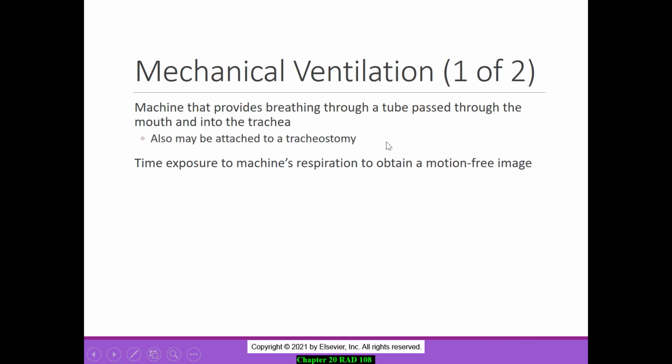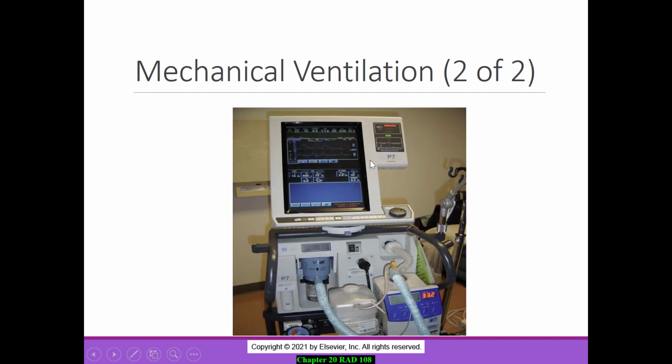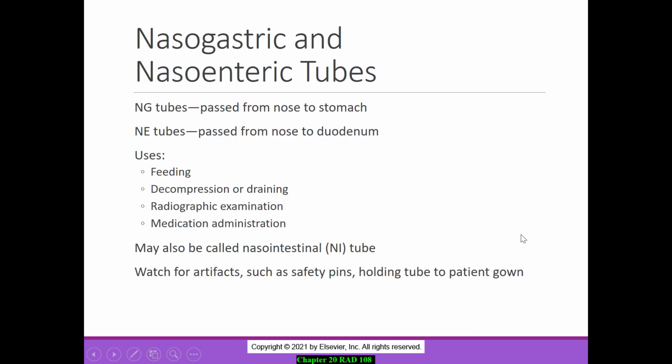Mechanical ventilation: this machine's going to do breathing for your patient. There's a breathing tube that's passed through the mouth into the trachea. It could be attached to the tracheostomy, and the time exposure has to be made while the machine is doing the respirations. They look big and scary, but they're going to be pretty easy for you to identify when the patient's breathing for a chest radiograph especially. So this is what that device is going to look like when you walk into the room.